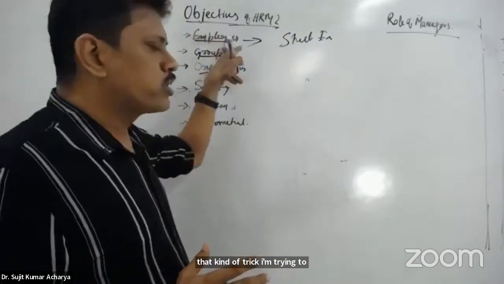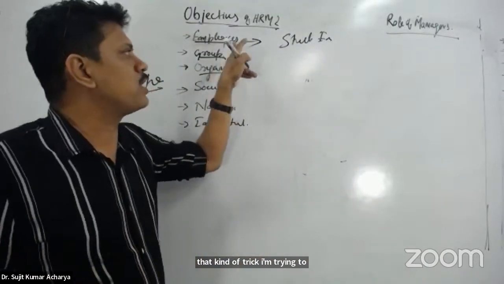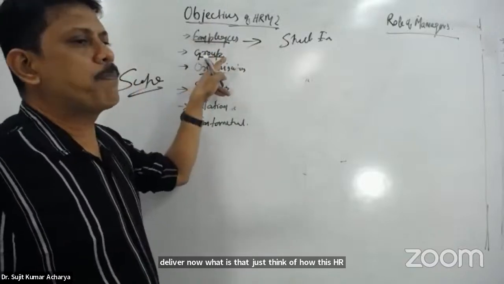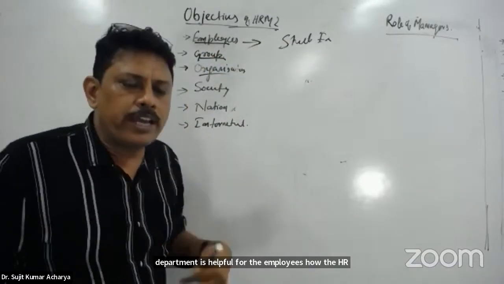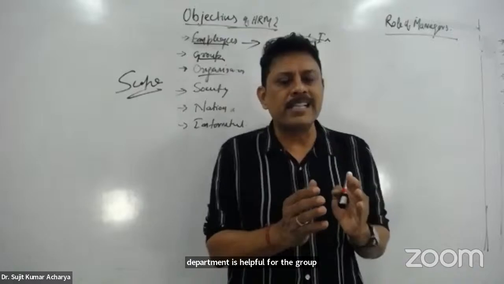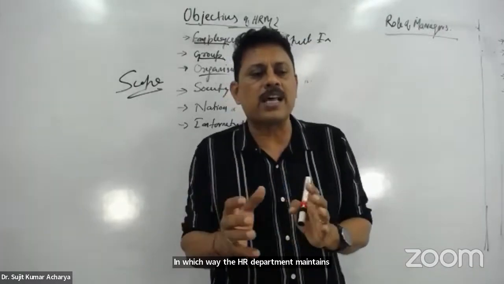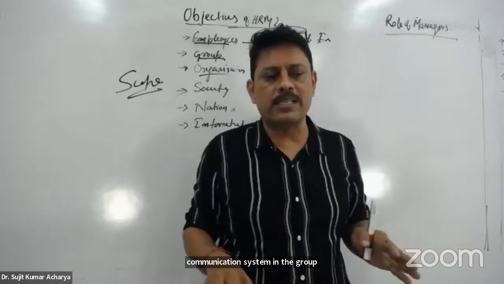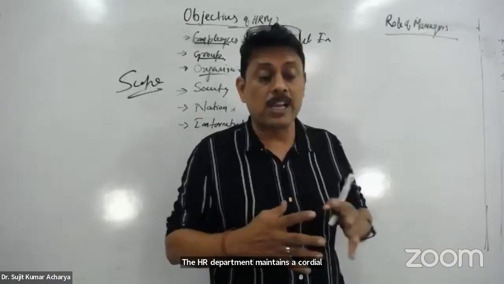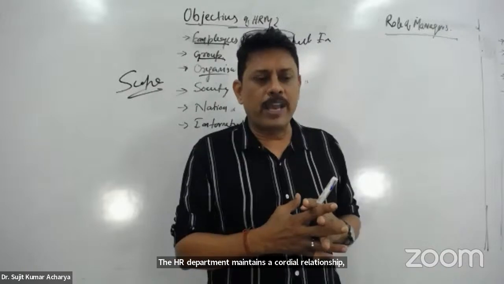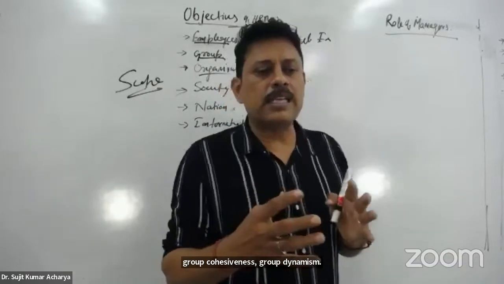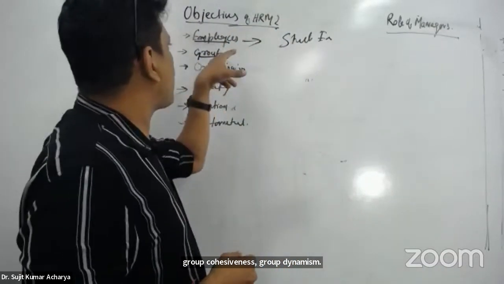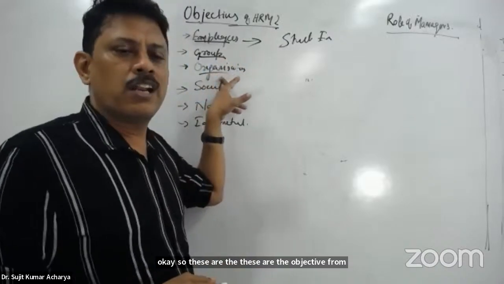Now, just think of how the HR department is helpful for the employees, how it is helpful for the group, and in which way it maintains a cordial communication system in the group. The HR department maintains a cordial relationship, group cohesiveness, group dynamism. These are the objectives of HR at group level, then organizational level.